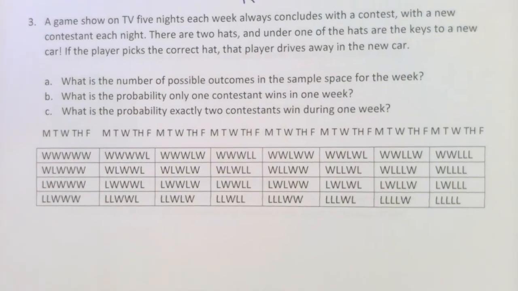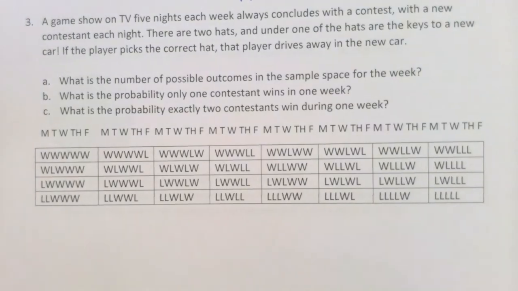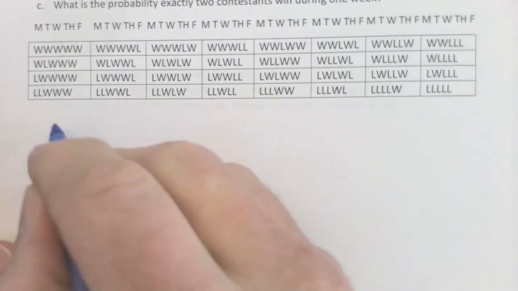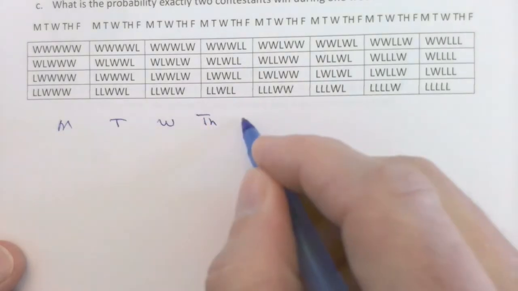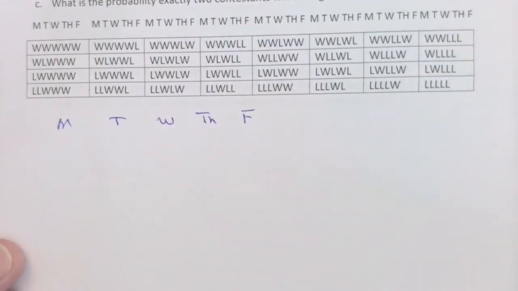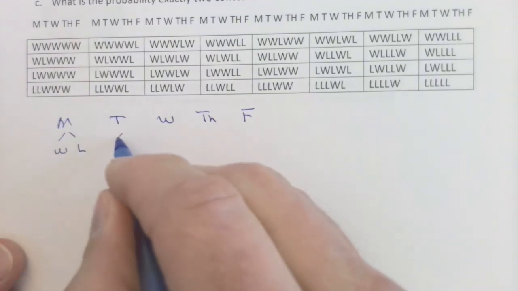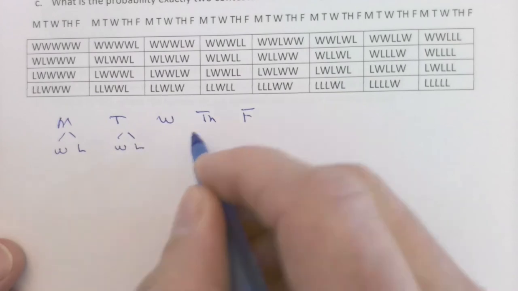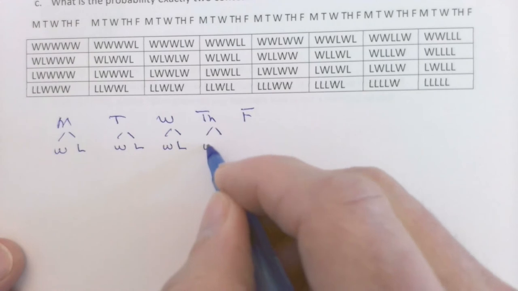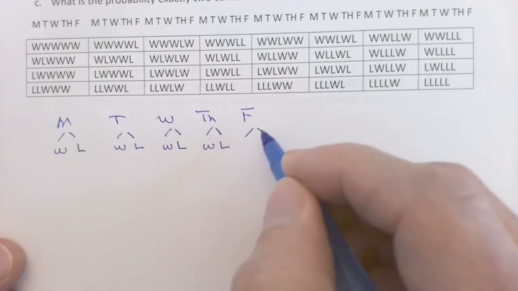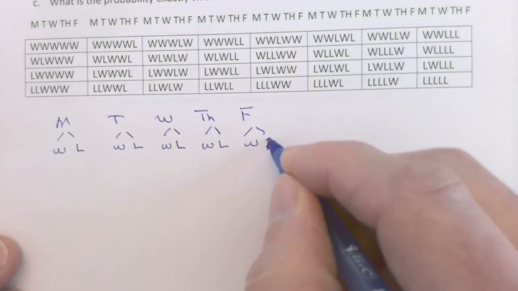But another way you could do it is, it's almost like flipping five different coins. You could say, all right, here's Monday. Here's Tuesday. Here's Wednesday. Here's Thursday. Here's Friday. What are the possibilities on Monday? Well, it's either a win or a loss. Tuesday, same thing. Wednesday, same thing, which is kind of like heads or tails. Thursday, same thing. So on each day, there are two possible outcomes, and they're all independent of each other.